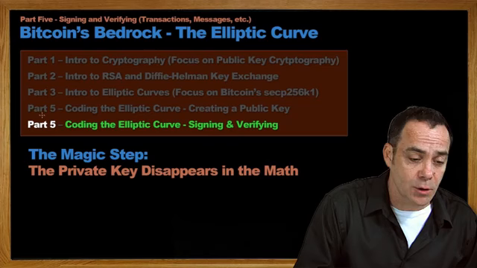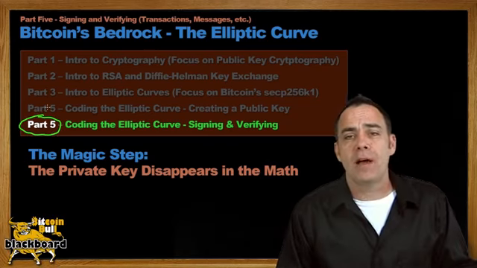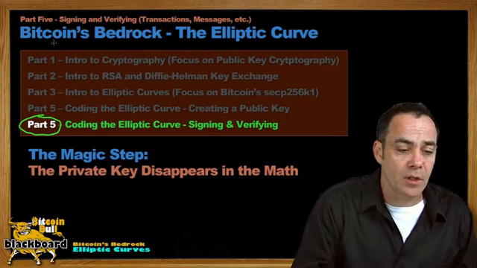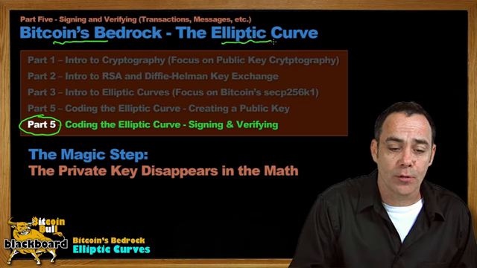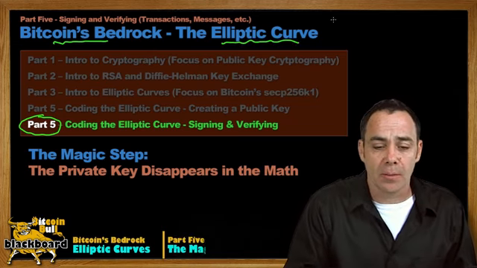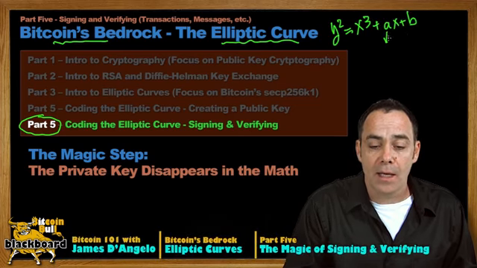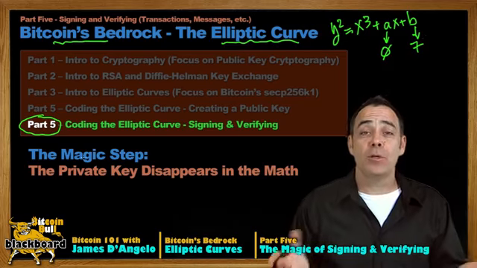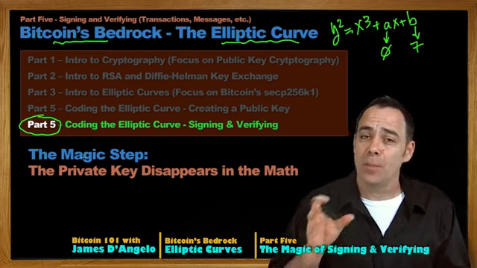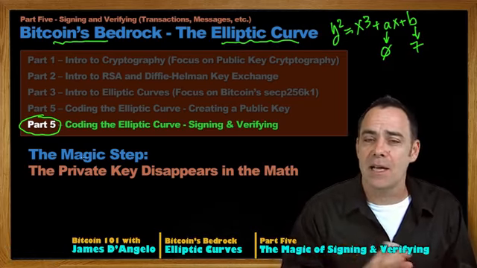Today we are diving into part 5 of our 5-part series on Bitcoin's bedrock, the elliptic curve. Specifically, we've been talking about this curve, y squared equals x cubed plus ax plus b, where a equals 0 and b equals 7. And today we're doing something really special that before 1976 did not exist at all.